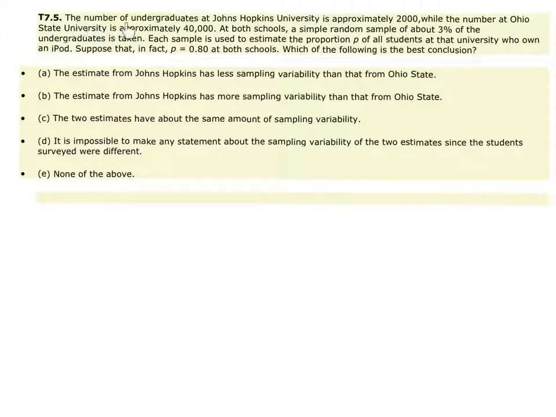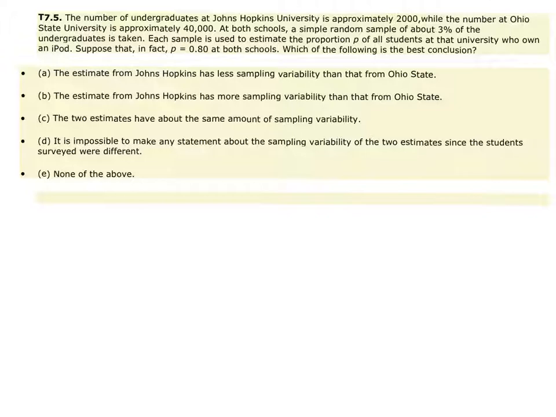Question 5. The number of undergraduates at Johns Hopkins University is approximately 2,000, while the number at Ohio State University is approximately 40,000. At both schools, a simple random sample of about 3% of the undergraduates is taken. Each sample is used to estimate the proportion P of all the students at the university who own an iPod. Suppose that P equals 0.8, this is a population parameter, at both schools. Which of the following is the best conclusion?